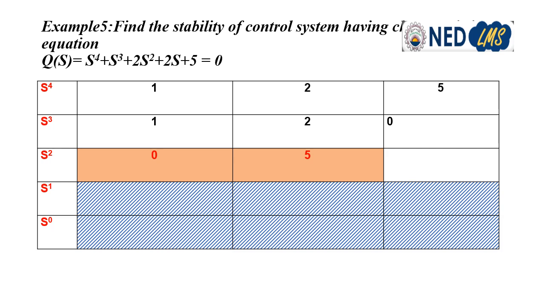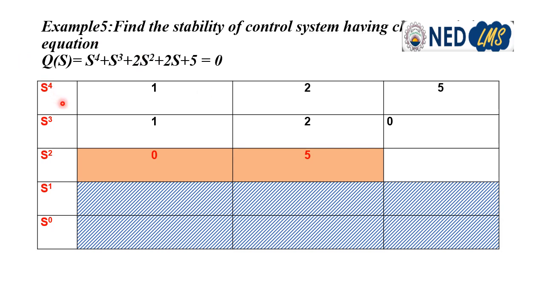Now we'll see an example. Find the stability of the control system having the characteristic equation s^4 + s^3 + 2s^2 + 2s + 5 = 0. Again we start with the highest power s^4, and then s^3, s^2, s^1, s^0 in the extreme left column. We fill the first two rows by using the coefficients of the characteristic equation.